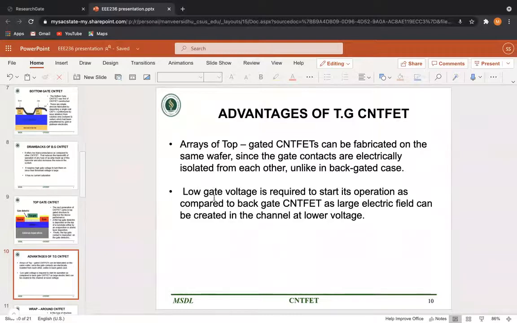It can be seen that a lower gate voltage is required to start the operation of top gate CNTFET as compared to the backgate one, as the large electric field can be created in the channel at lower voltage.